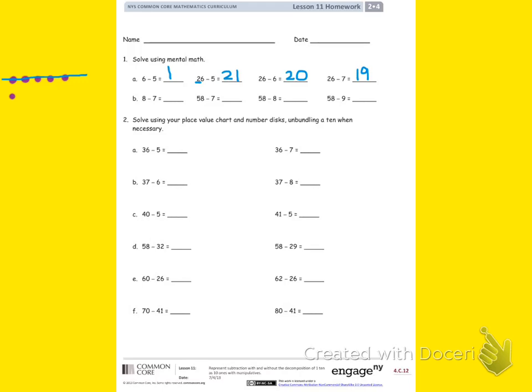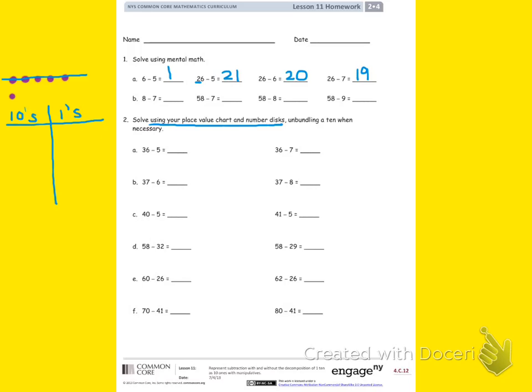Item 2. Solve using your place value chart and number discs, unbundling a 10 when necessary. The first thing I'm going to do is underline those important directions: using your place value chart and number discs. Okay, item A, 36 minus 5. I'll go ahead and draw my place value chart. Here are my 1s and here are my 10s. Now I'll draw the number 36.